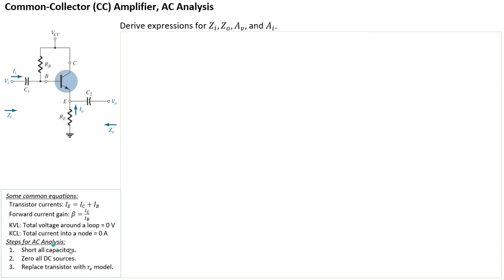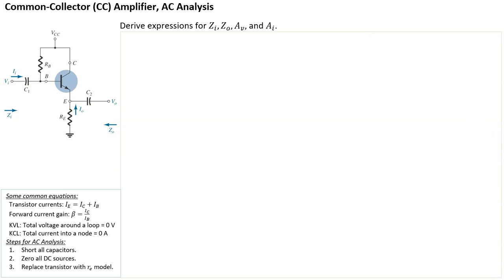But just to remind everyone, the steps for doing AC analysis are the three here. Short all capacitors, that's C1 and C2, zero all DC sources, that's the VCC at the top here, which becomes 0 volts. And finally, we replace the transistor with a model, either an RE model in the case of common emitter configuration, or a T model for this case.